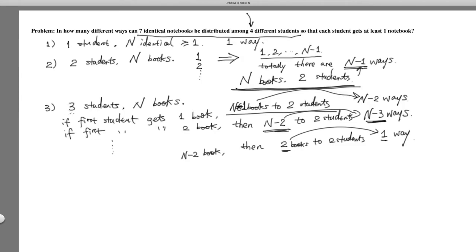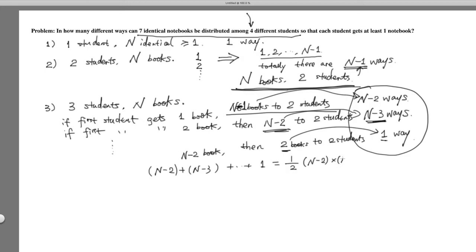All right, so that means if I sum up all those different ways, that's exactly the total number of ways for distributing n books to 3 students. And the result would be n minus 2 plus n minus 3 plus all the way to 1. And that, of course, using the summation formula for 1 plus 2 plus all the way to a positive integer, equals half of n minus 2 times n minus 1.